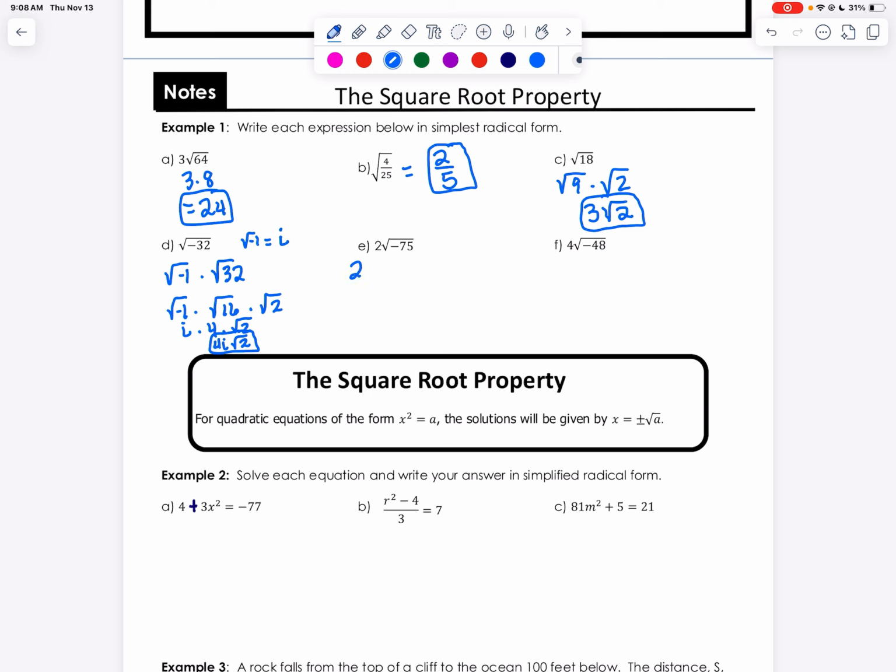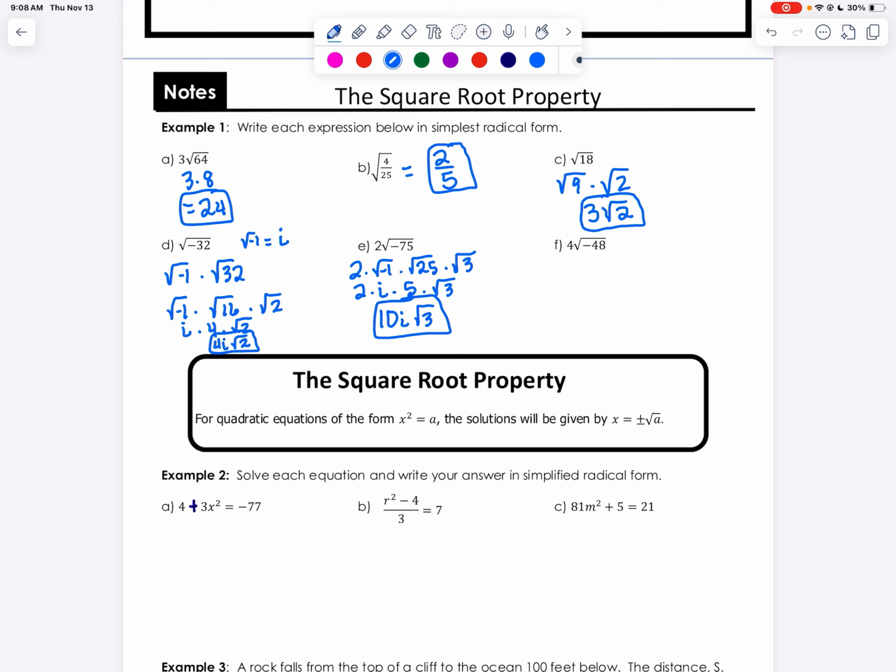All right, problem E, 2 times the square root of -75. So this will be 2 times the square root of -1 times the square root of 25 times the square root of 3, which would be 2 times i times 5 times square root 3. Now simplify that by multiplying the 2 and the 5 together. So 2 times 5 gives us 10i square root 3.